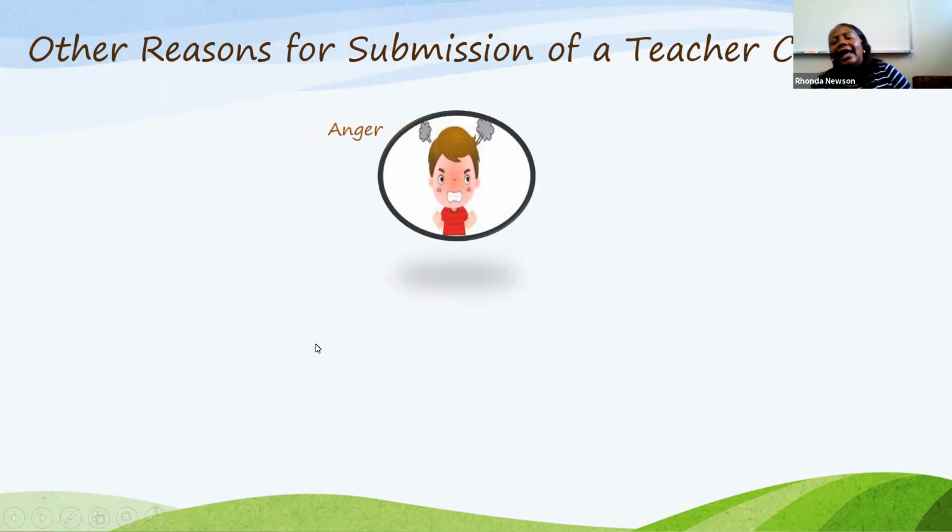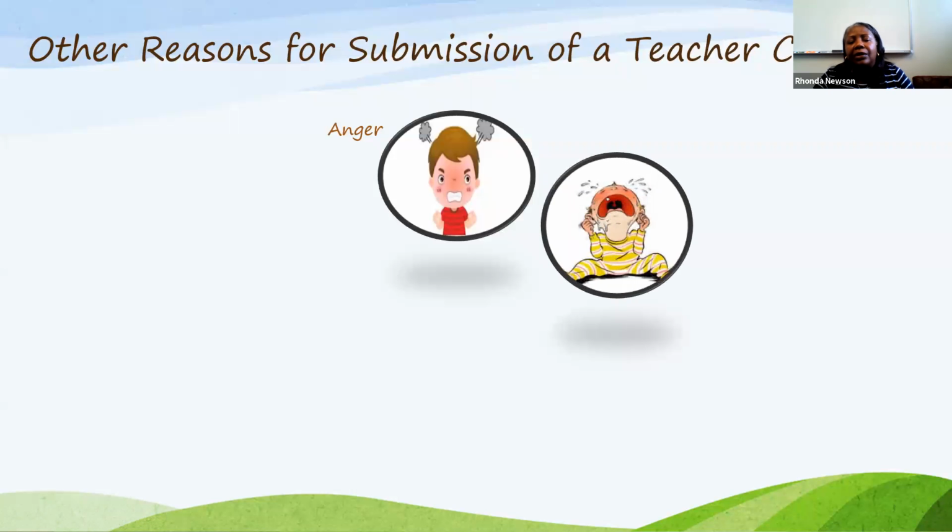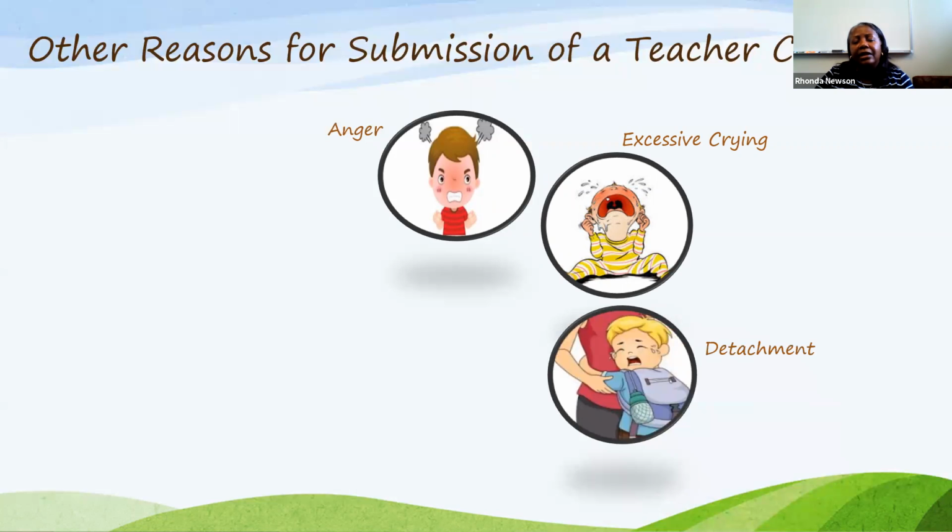And then you have concerns such as little Angel. Little Angel stays angry all the time. Every day she comes to school, all day long, she's just angry. So there's a reason for this child being angry all the time. So we need to address why this child is being angry. Also, there's excessive crying. We had little Tommy here. Little Tommy cries all day long. No matter what you do, he still cries. So there's a reason for all this crying.